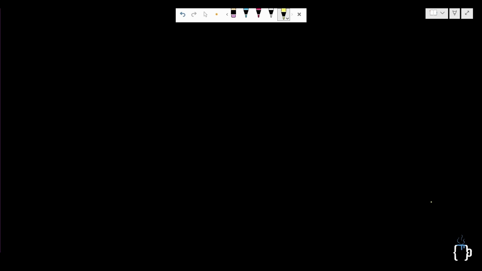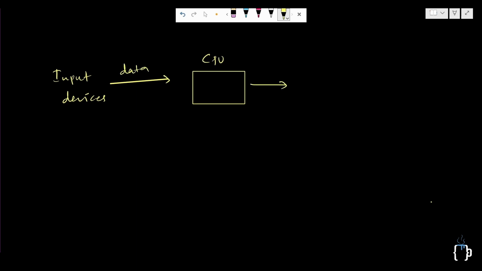Okay. The computer system has input devices. These feed data, right? And the CPU provides output via output devices. What is that output? The output is information. The CPU provides information by using the data. What is this information? What is data and what is information? We'll firstly know about data.